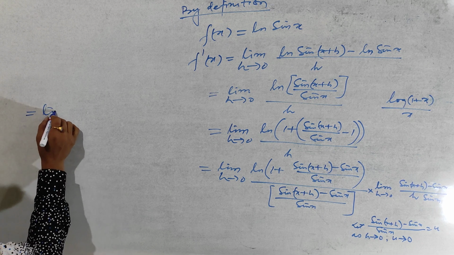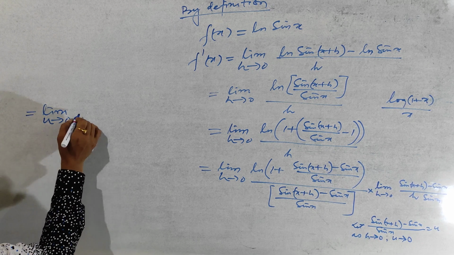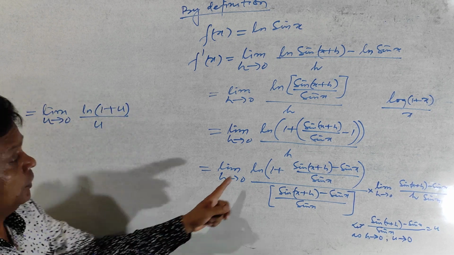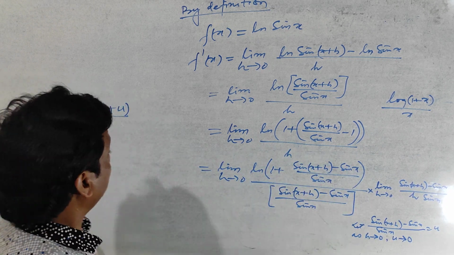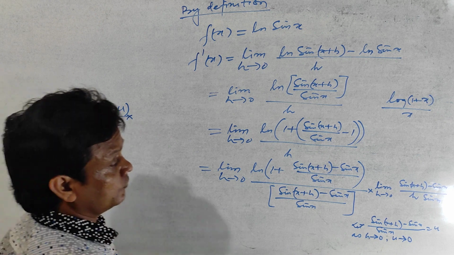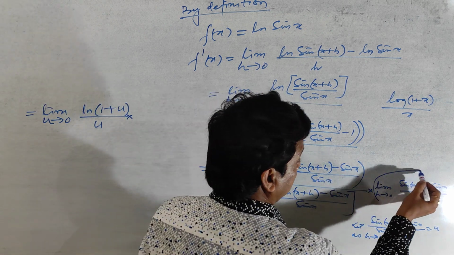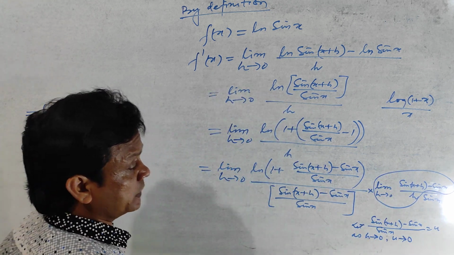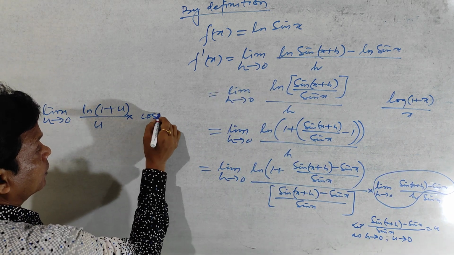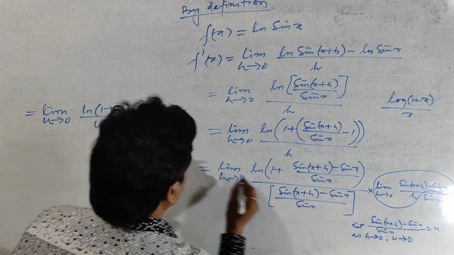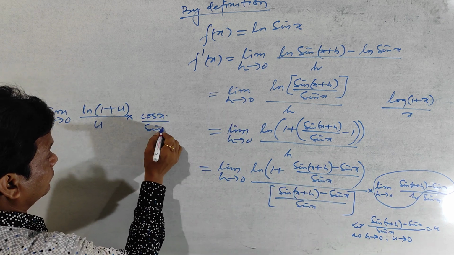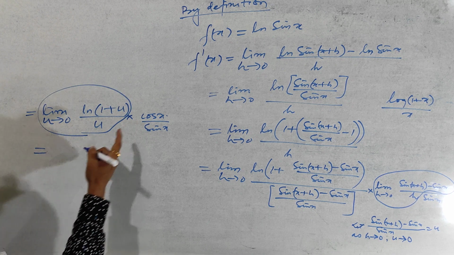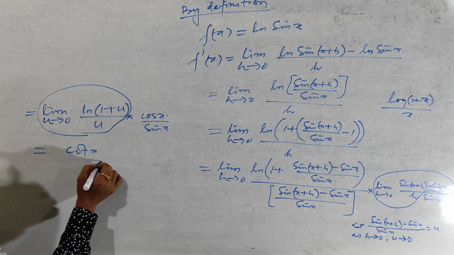So this will become, see here, limit u tends to 0, ln of 1 plus u divided by u. And the second factor, see here. This one I have already told you how to find the derivative of. And the derivative was cos x. You should do it. Cos x by sin x was there. And this value is 1. So cos x by sin x, the answer is cot x. Clear?